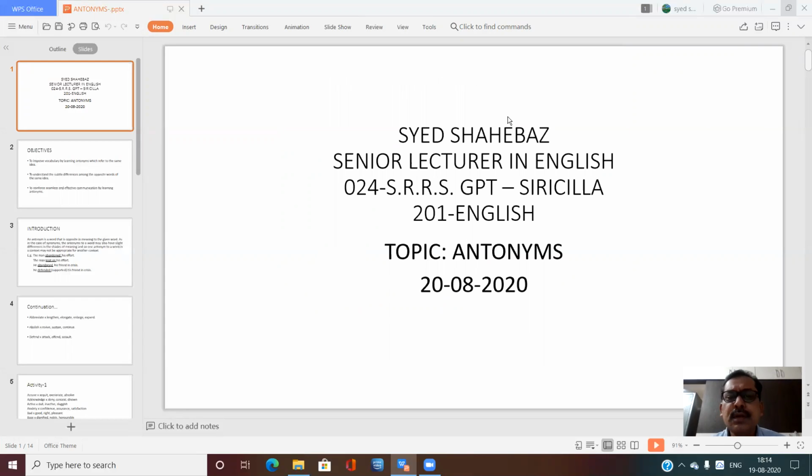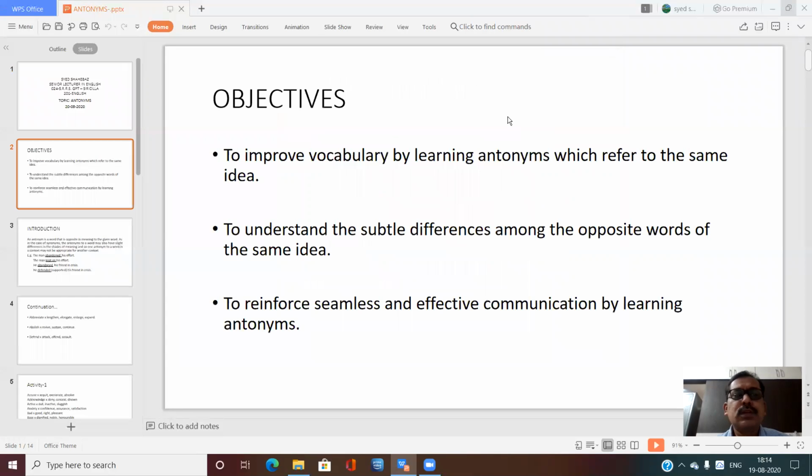Today's topic is antonyms. Yesterday we discussed synonyms, so the other half of the topic is antonyms. Let us see the objectives of antonyms.